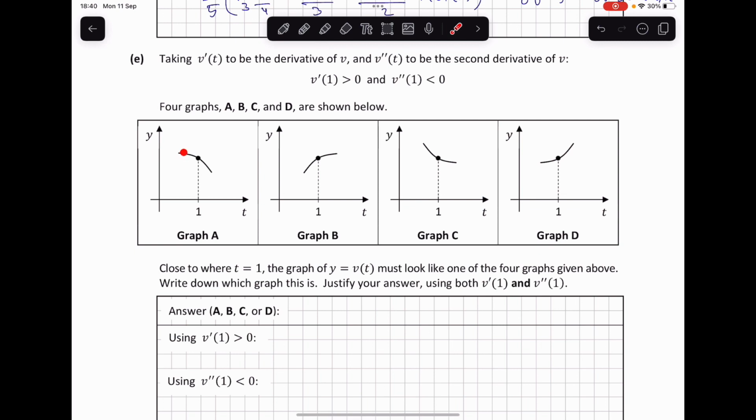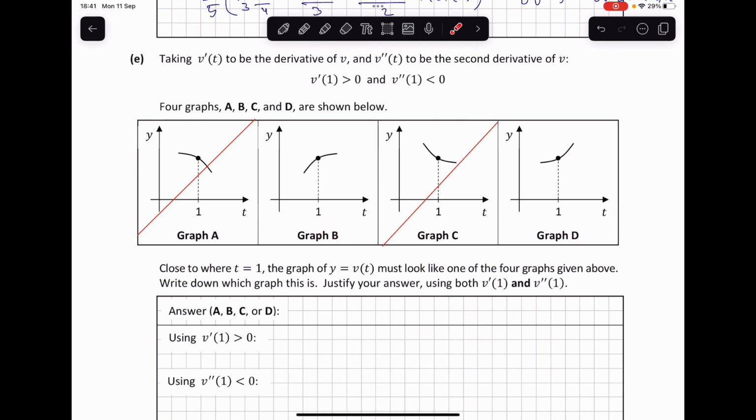So we can eliminate all the ones that are decelerating at time 1. If we look at graph A, the slope is down, which means it's decelerating, yeah? So we can eliminate that. It's not graph A. Graph B, it's curved up. Even if it does slope off, it's curved up, so it's accelerating. Graph C, it goes down, decelerating. Eliminate that. Now, graph D, it's going up. So we have to look at our second condition because we have to pick between B and D.